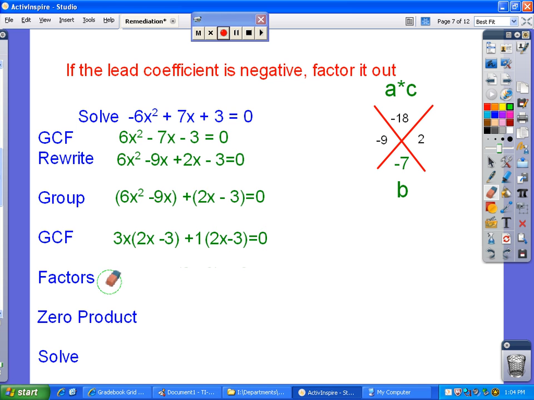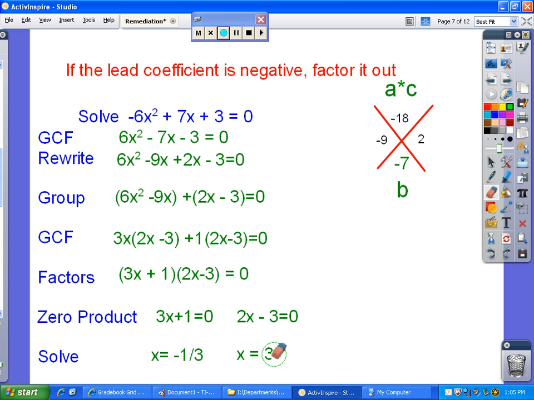Write your factors so the outsides come together and make a factor, and then my repeats make the second factor. Set both factors equal to 0. 3x plus 1 equals 0, and 2x minus 3 equals 0, and then solve for x. So x equals negative 1/3, and x is equal to positive 3/2.